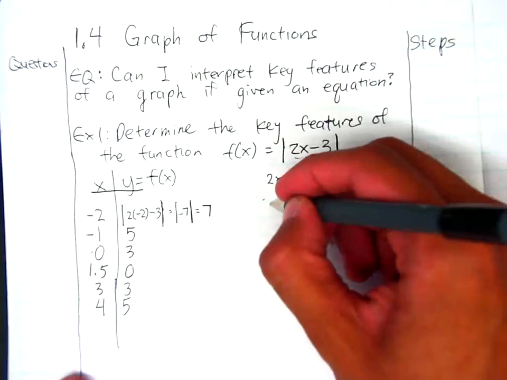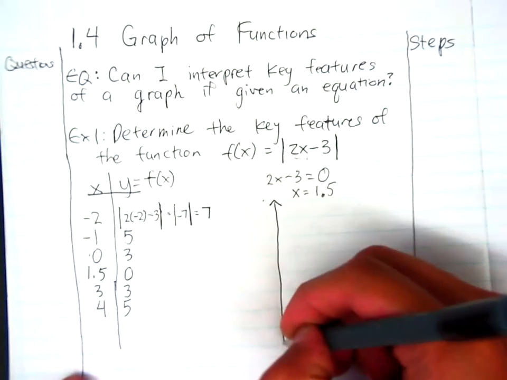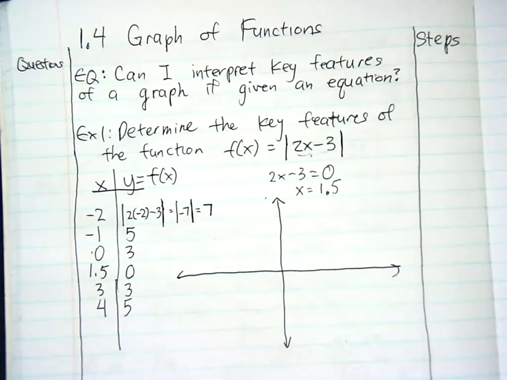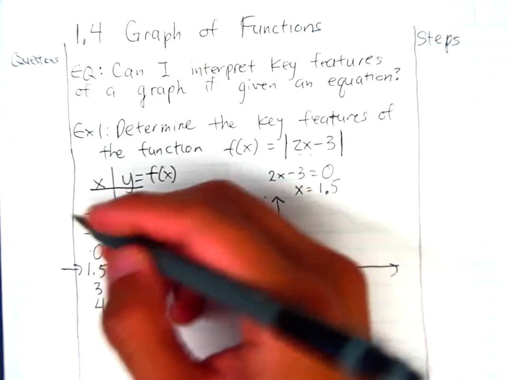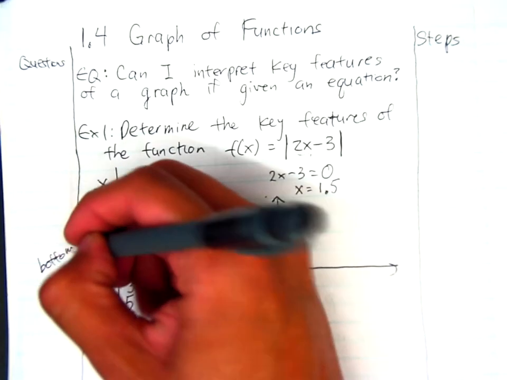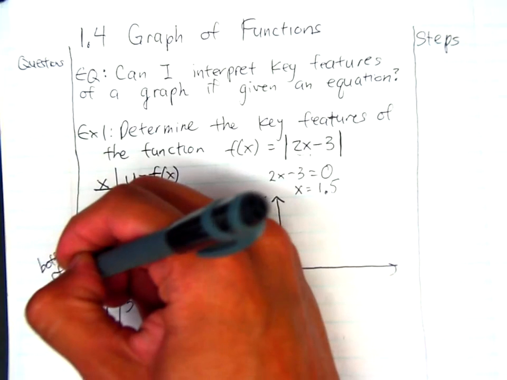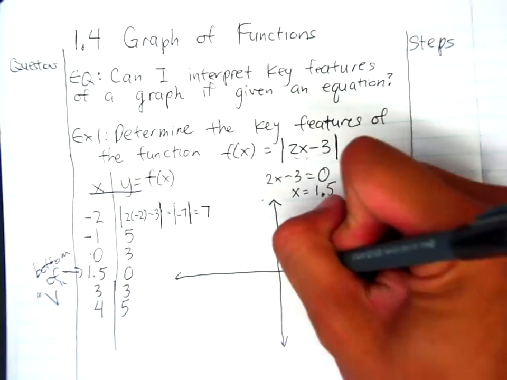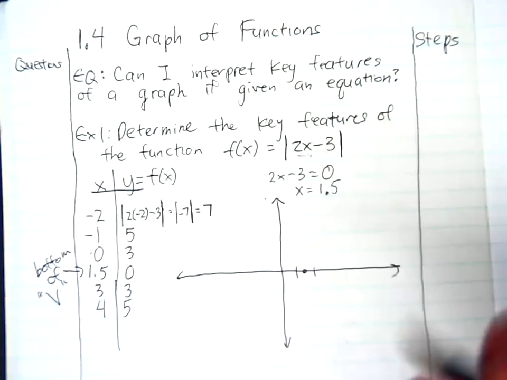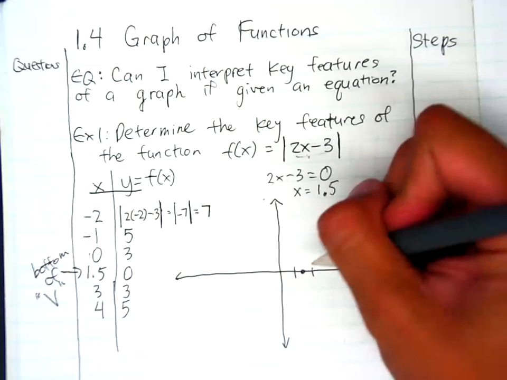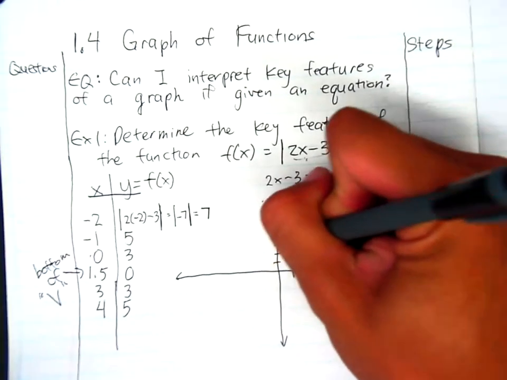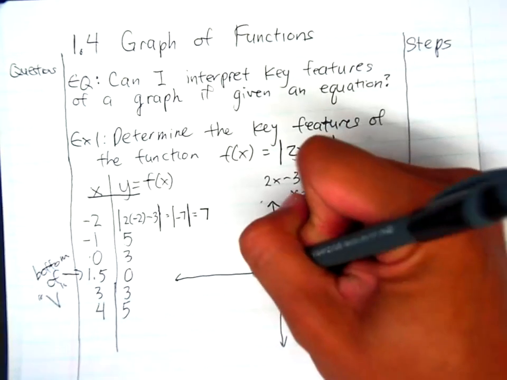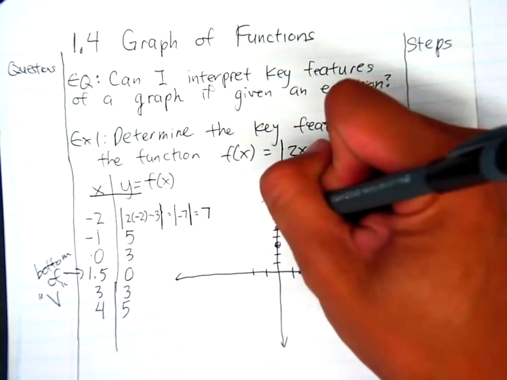I'm going to draw an XY coordinate. And I'm literally going to graph these points. So again, this is where the bottom of the V is. And I know that because I solved it for 0. So the bottom of V is going to be at 1.5, comma 0. And then my other points are 0, 3, negative 1, 5, and negative 2, 7.